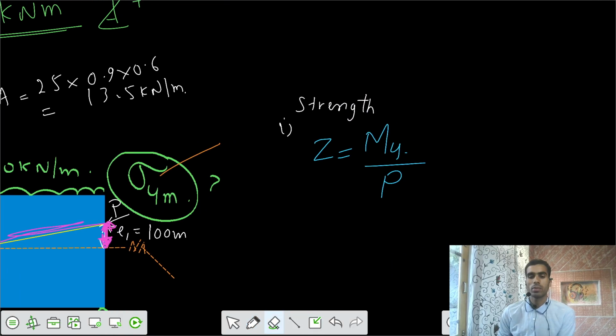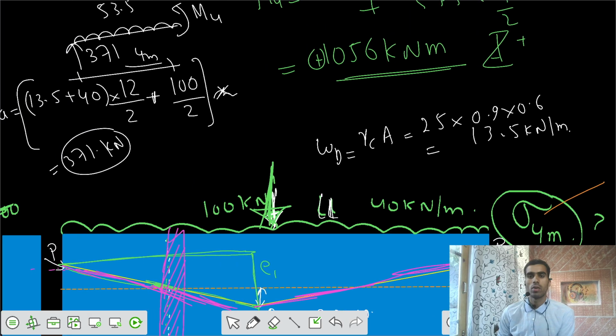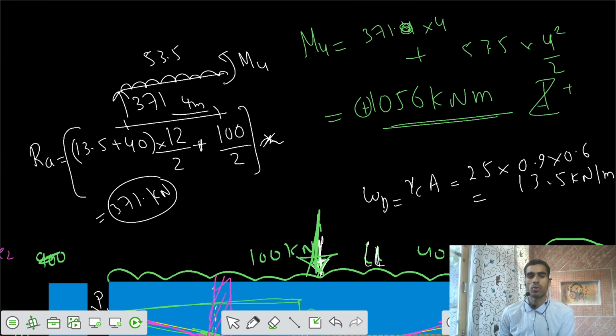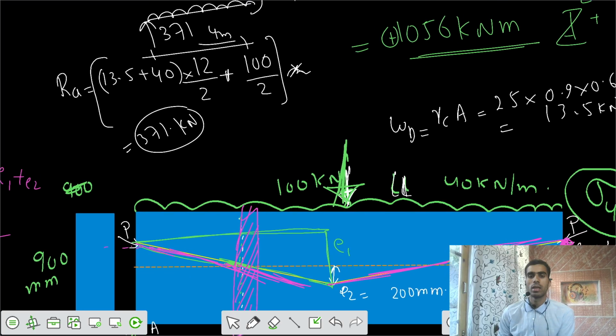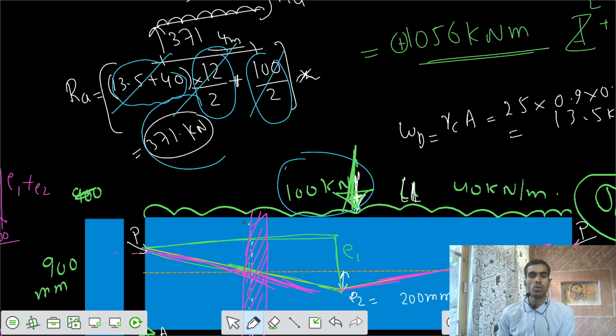So this is M4 because of the external loads, only the external loads which are there, and we have already calculated that earlier. Once I got the reaction, the actual reaction because of the external loads, 100 was there, 100 by 2, correct, and total UDL, dead load plus live load, correct, and L by 2. Okay, total reaction we got.